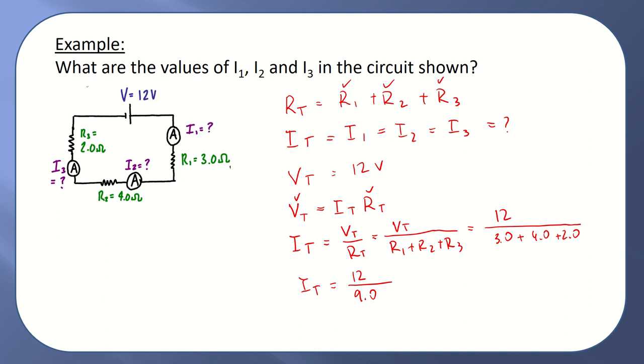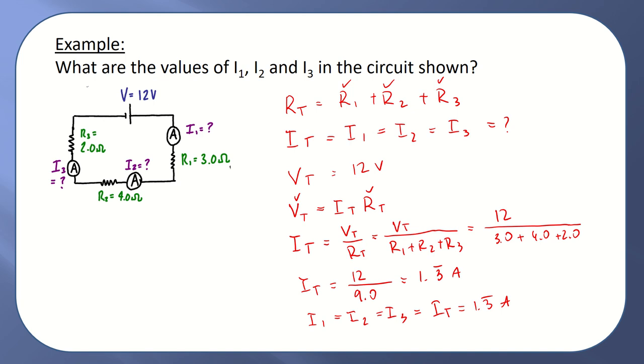12 divided by 9 is going to be 1.3 repeating, and this is in amps. So there you go. We found our I total, and because of this, we can now say I1, I2, and I3 are going to be exactly the same because of the fact that the elements are connected in series. So we can just say that I1 equal to I2 equal to I3 equal to the I total that we just found, which is 1.3 amps. So that'd be the first example.